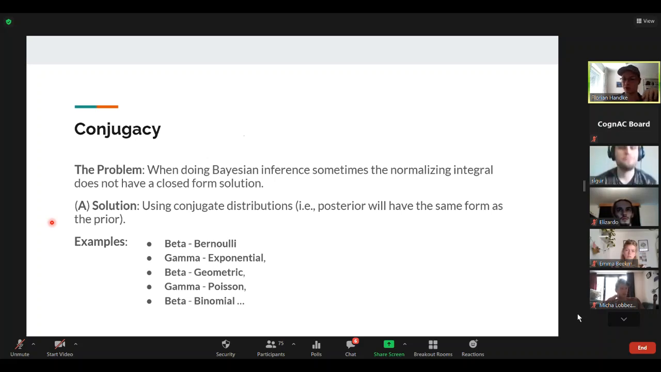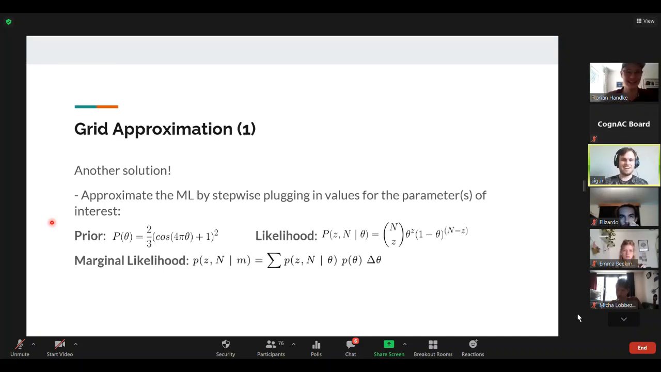Okay, another way. If the integral at the bottom of the fraction is not in closed form, there is a possibility of simply stepwise plugging in values for those parameters of interest. Think of this example here: we have a weirdly constructed prior that's like a wave distribution that's normalized, and for the likelihood we have a binomial. What we could do is plug in different possible values for theta into this marginal likelihood, evaluate them, add them together, and at the end multiply by the step size you chose for the different parameter values.